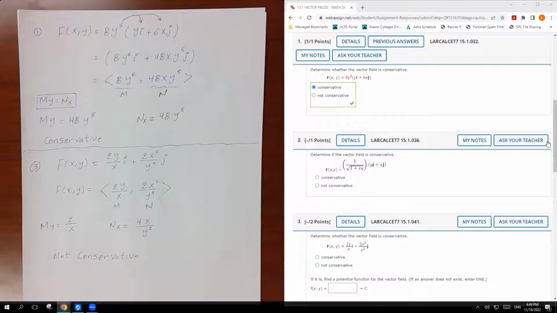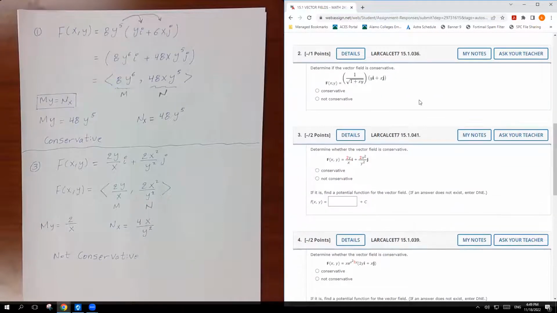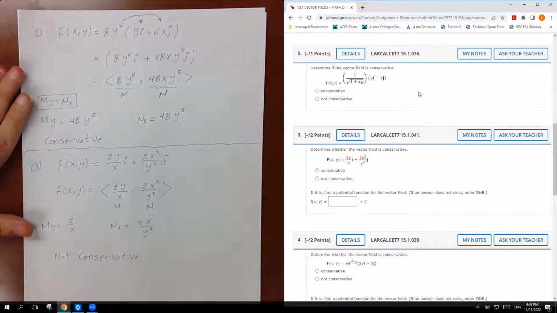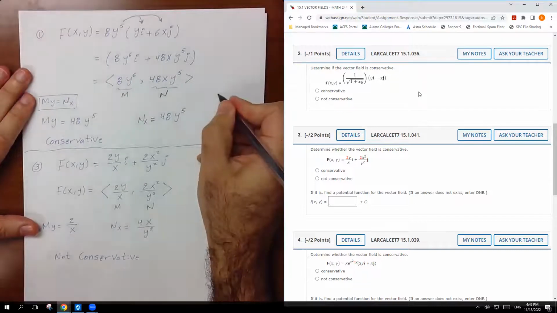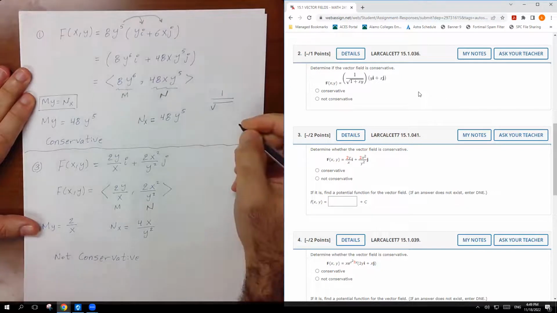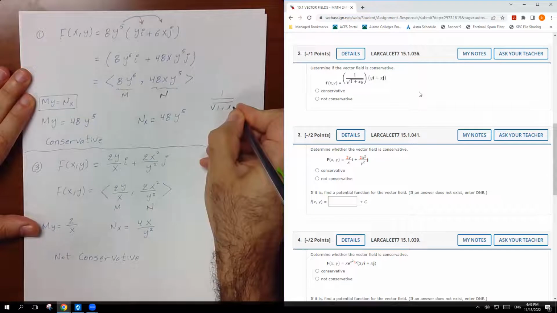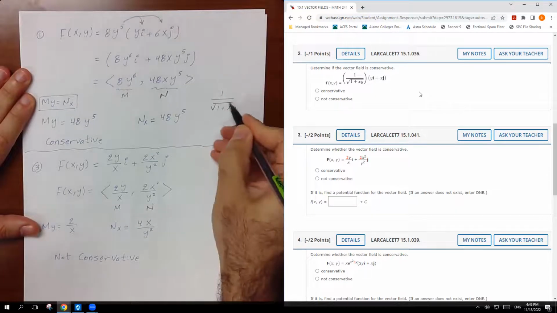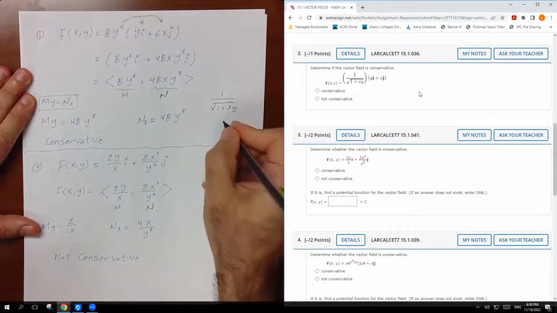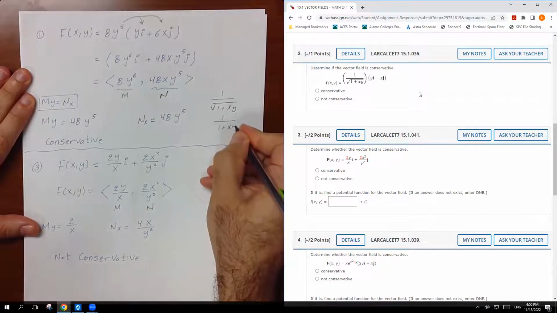We got it right. For number 2, I'm not going to solve this one for you because you're going to get exactly the same thing with the same number. But I'm going to give you a hint for this one. Here on this part, for the 1 over square root of 1 plus xy, you can write this with rational exponents. It's going to be 1 over 1 plus xy to the power half.